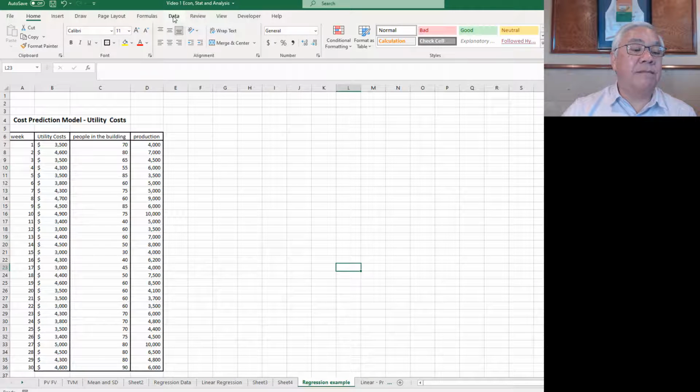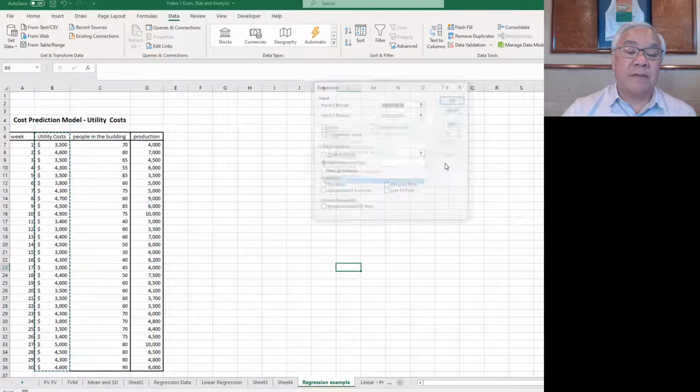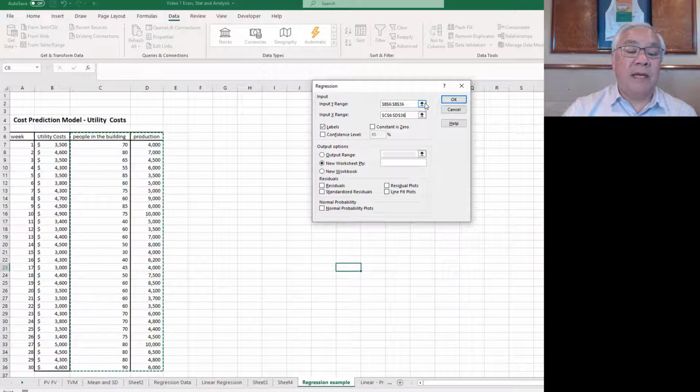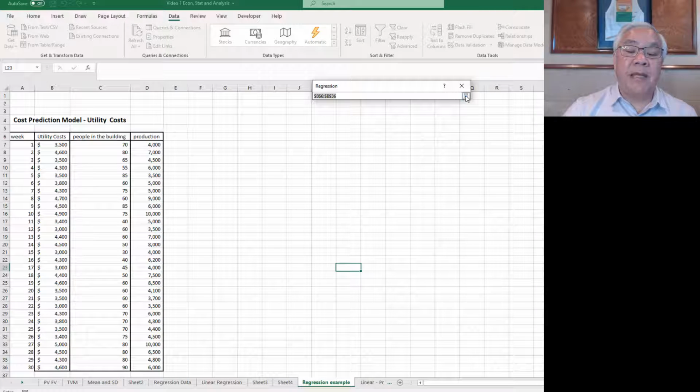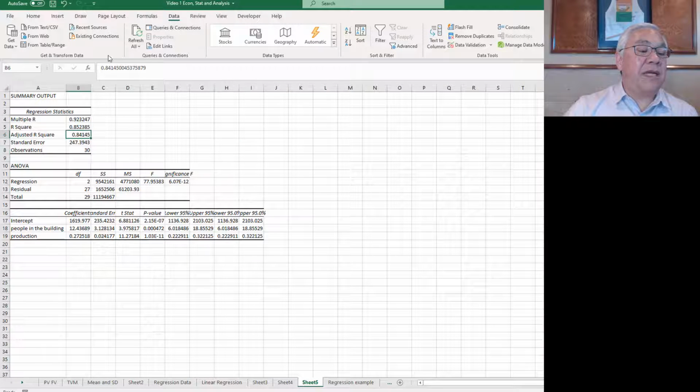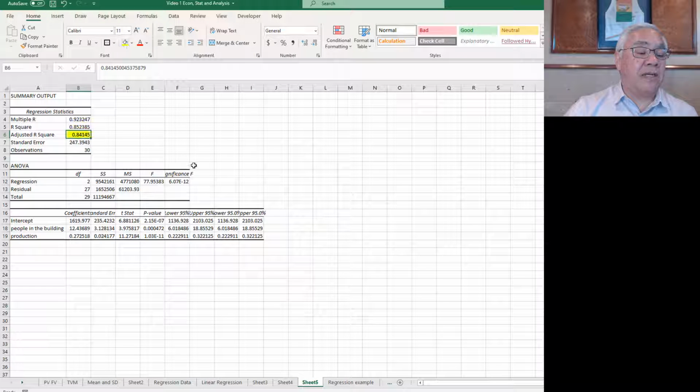So again, Data, Analysis, Regression. But this time the X range is going to include both people and production all the way down. So I shaded the labels and the data, and we check on Y. Y looks okay, and then we say go. And if we evaluate these results, we're now up to 84%. So okay, that's better still. And the significance is under 0.05. The p-values for the variables are under 0.05. And now we have our formula.